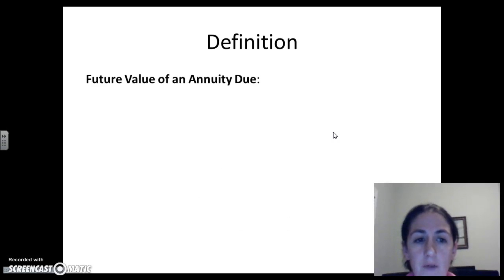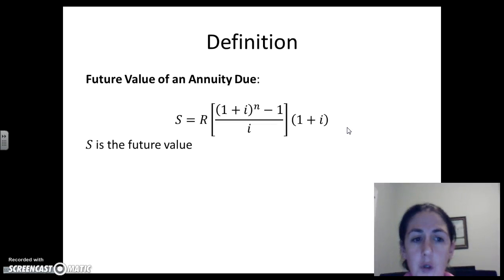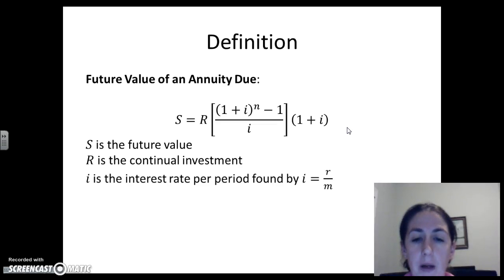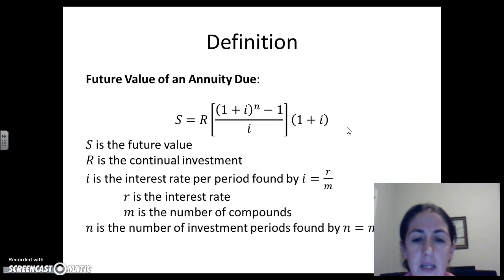So the formula for the future value of an annuity due is going to look just like the formula for an ordinary annuity, but we tack on this one extra interest payment here, that 1 plus i. S is still your future value, R is still the continual investment, i is still the interest rate per period found by r divided by m, where r is the interest rate and m is the number of compounds. And n is still the number of investment periods found by m times t. m is still the number of compounds, and t is your time, usually in years.